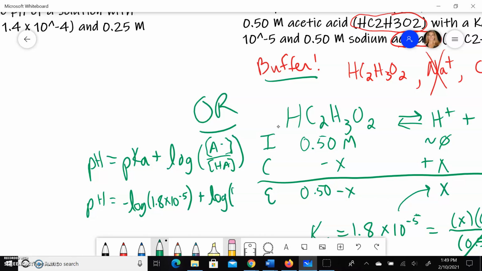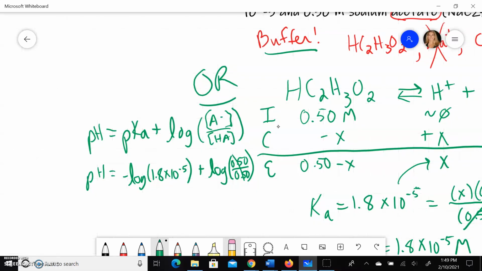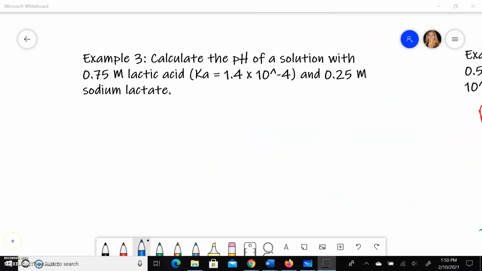They're going to cancel out because they were both 0.5. So that's going to cancel out. Log of 1 is 0, and so now we can just take the negative log of 1.8 times 10 to the negative 5th, which will give you the same pH. So you have the choice now. Once you recognize that it's a buffer, you can either plug everything into that equation or you can set up an ice problem. All right, let's look at another one.